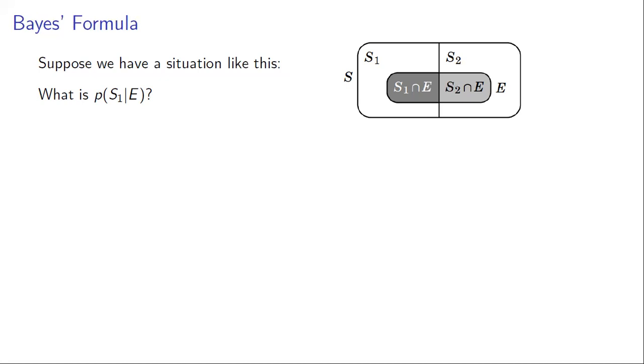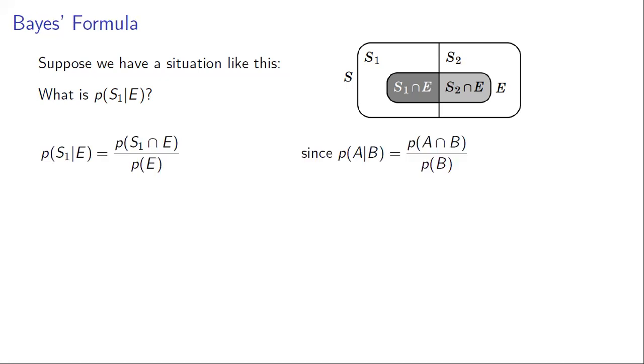Okay, so that is our question. And we're going to use Bayes' formula to figure that out. How do we come up with Bayes' formula? Here I will show the steps. First of all, probability of S1 given E is equal to probability of S1 intersected with E divided by probability of E. And this is correct because we've seen a formula that in general, probability of A given B is equal to probability of A intersected with B divided by probability of B. So we're just replacing A and B with S1 and E.